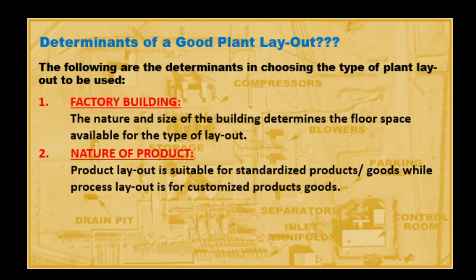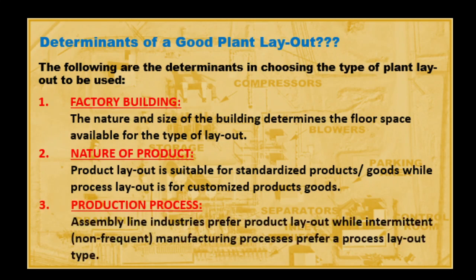Product layout is suitable for standardized products or goods, while process layout is for customized products or goods. A product layout makes use of a great number of specialized machines that perform a specific function. Thus, it is favorable to be used rather than making use of a process plant layout. So, third one is yung tinutukoy nating production process.